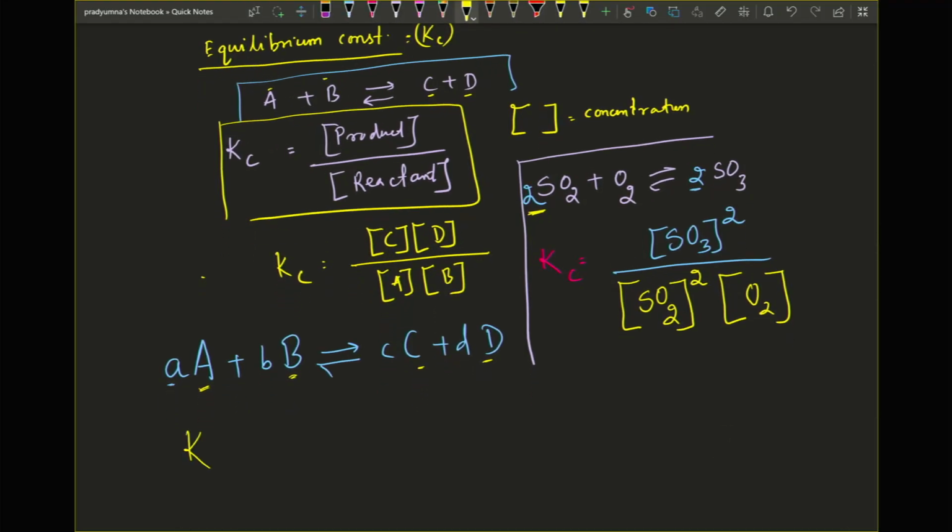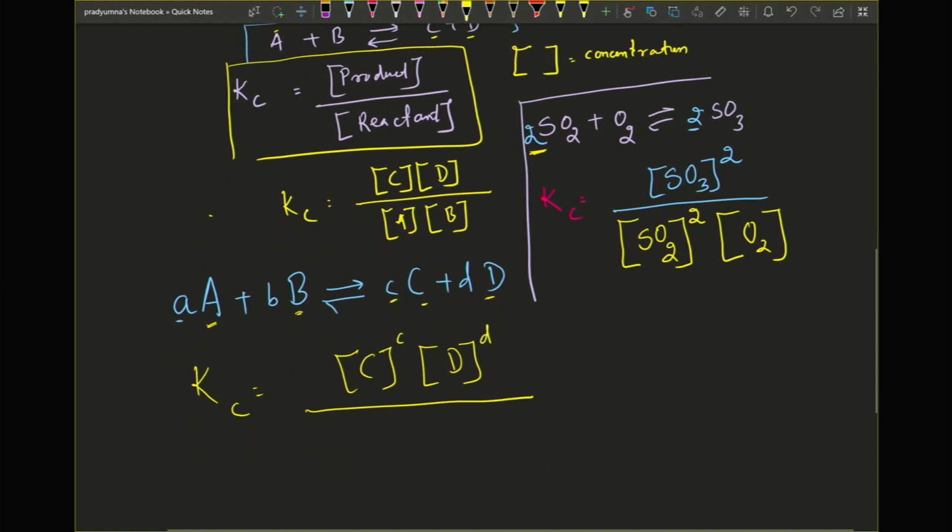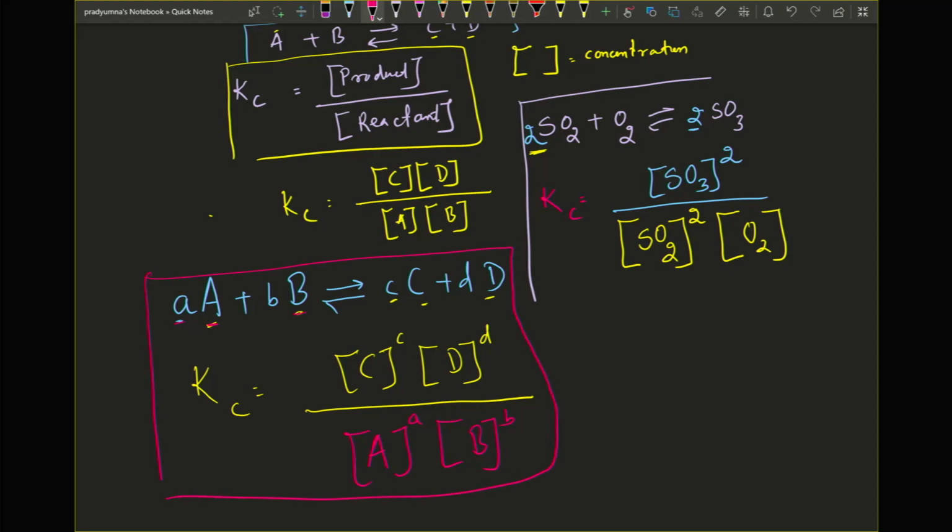So our equilibrium constant would be the products raised to the power of their coefficients, so in this case the coefficients are small c and small d, divided by the reactants, which are capital A and capital B, raised to the power of their coefficients. So this is the summary. This is what you should know: equilibrium constants.